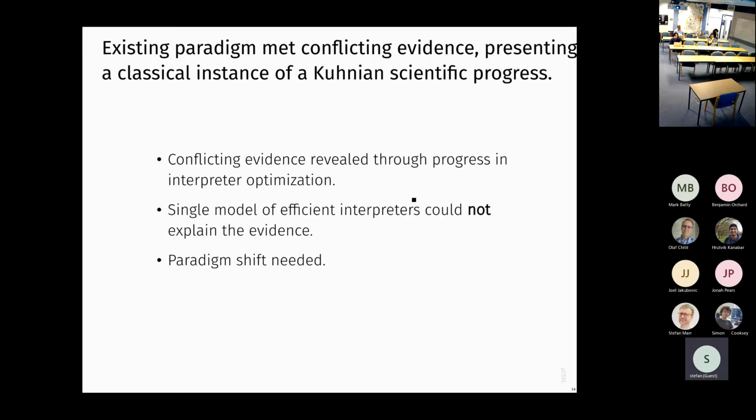So this, I think, is at its core a classical instance of Kuhnian scientific progress. There was progress in interpreter optimization, but this progress revealed conflicting evidence, these anomalies that I've talked about. Clearly this varying optimization potential is an anomaly that should not have been expected if this was the only source of slowdown. And the single model that we had did not actually explain the evidence. They didn't even consider that a problem, because it was just slow. And so it was a posteriori clear that a paradigm shift was needed.